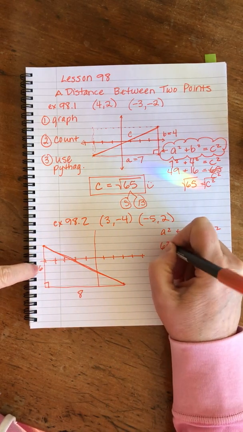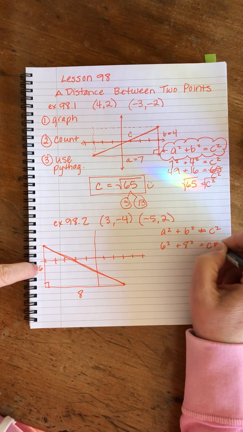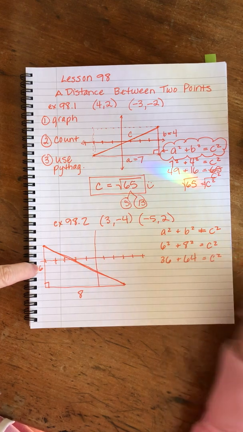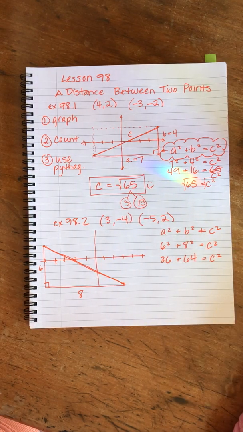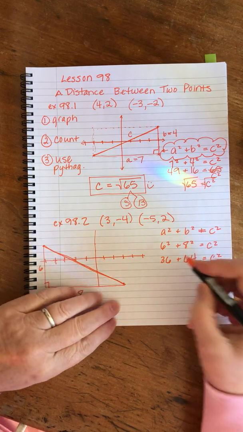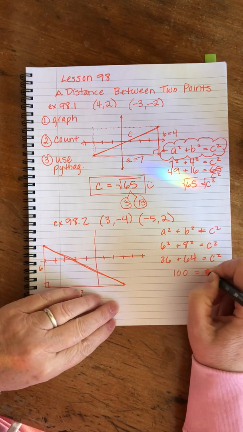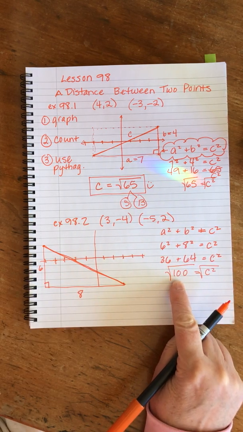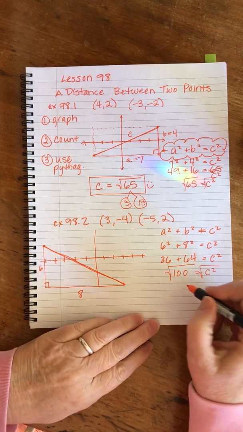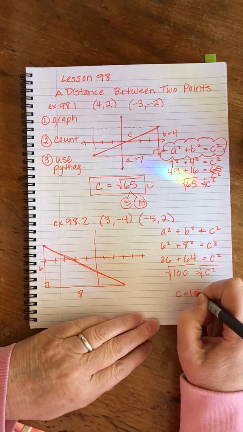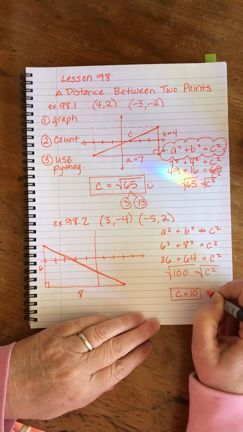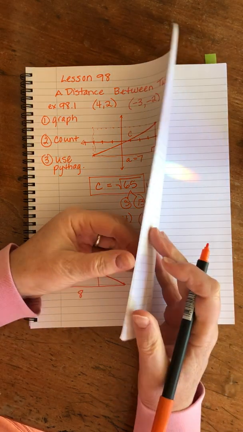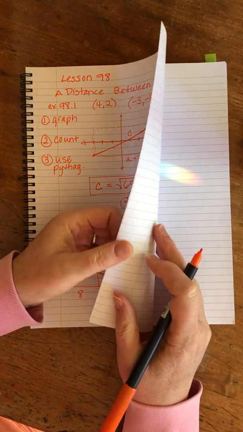Okay, so this is 6 squared plus 8 squared equals C squared. This is 36 plus 64 equals C squared. This is a fun problem because it's going to work out evenly because we get 100 equals C squared, and then we take the square root and we remember, oh yeah, we would have positive and negative roots, but this is a picture that can't have a negative length, and so we get C equals 10. Yay! Okay, that is how we go about finding the distance between 2 points.